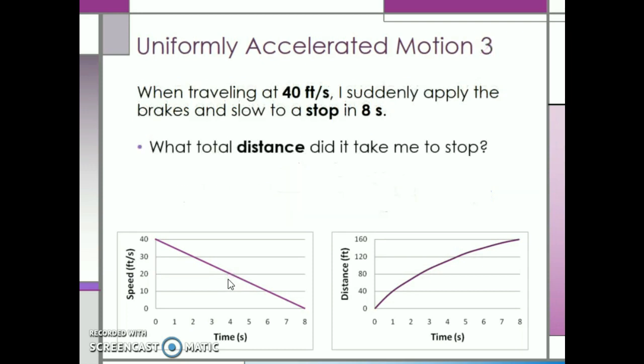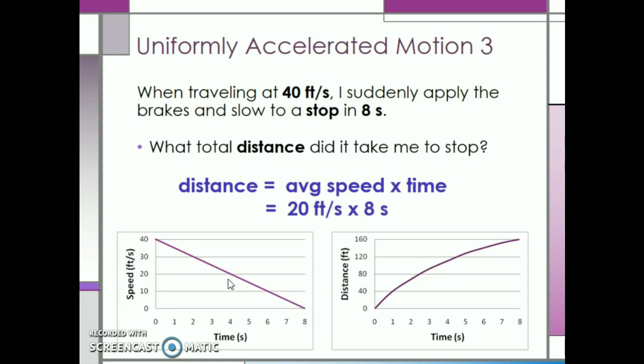Last, we want to find the total distance it took to stop. Remember, with uniformly accelerated motion, distance is equal to your average speed multiplied by your time. In the previous part of this problem, we calculated our average speed, which was 20 feet per second. We can multiply that by our time of 8 seconds, and we end up with a distance traveled of 160 feet. If we look at the distance versus time graph, we see that at 8 seconds, we have traveled 160 feet.